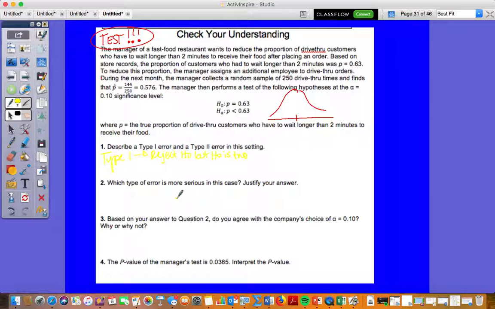Okay, so he's trying to reduce the number of cars that have to wait longer than 2 minutes, right? He's saying that it's less than 0.63. The null is that it is 0.63 for his restaurant, because that's the average proportion there. So the question is this: if I reject the null, accepting the alternative, however the null is true, we reject the fact that the true proportion was 0.63, accepting that it was less than, but in reality the null was actually true. It really was 0.63. That's how you would describe it in context.